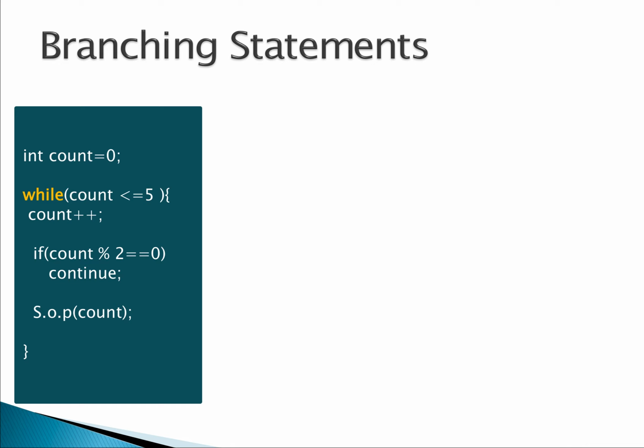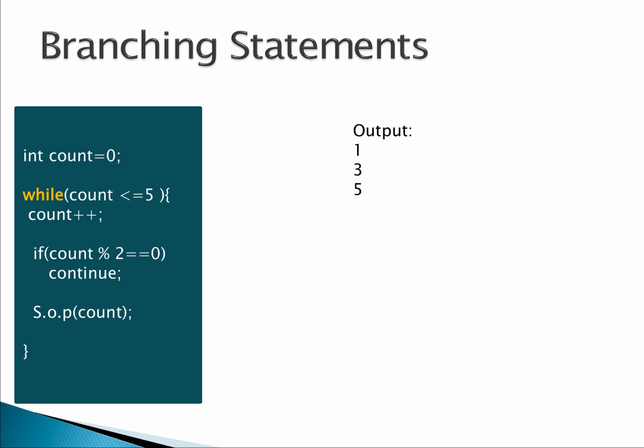In this case, it is going to skip the System.out.println count statement, and it is going to go back to the while statement. So it is skipping the System.out.println here. It is not going to print it. It is just going to go to the while statement. So here the output will be 1 printed. After that 2 will not be printed because you are using a continue. When there is an even number, you are using a continue.